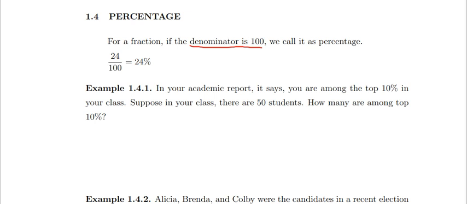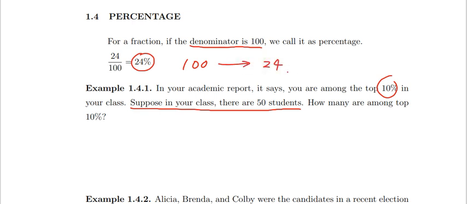So in many situations we are talking about percentage, and we have many of these kinds of problems. Suppose in your class we have 50 students in total. How many are in the top 10%? So 10% of 50. Percent means, here, 24% means among 100, there are 24, right? So this is 24%.